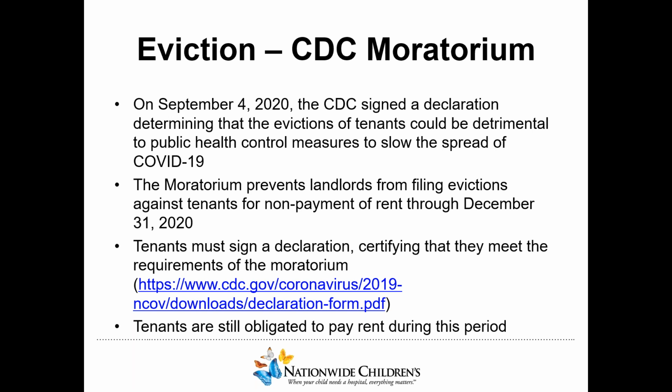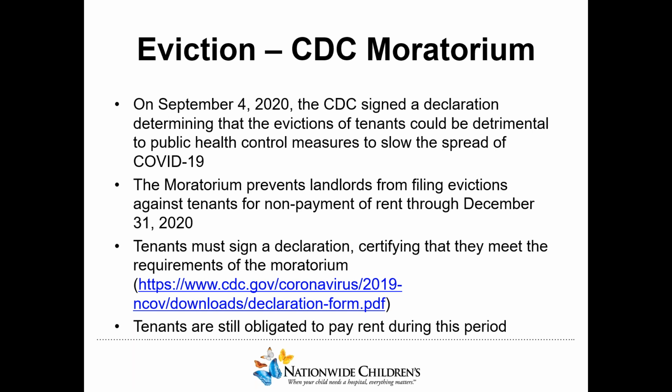They have to certify that if they were to be evicted, they would have nowhere to go, and that they would have to double up with another household in close quarters, or that they would have to go to a homeless shelter. And they have to certify that they will be making their best efforts to make timely partial payments to their landlord. And also, the tenants are still obligated to pay rent during this period.